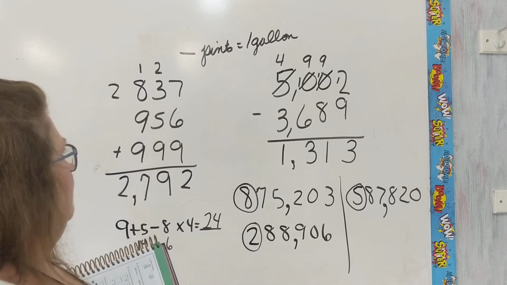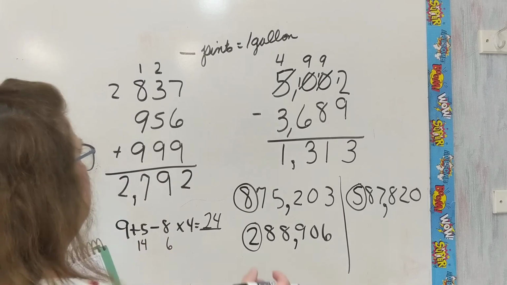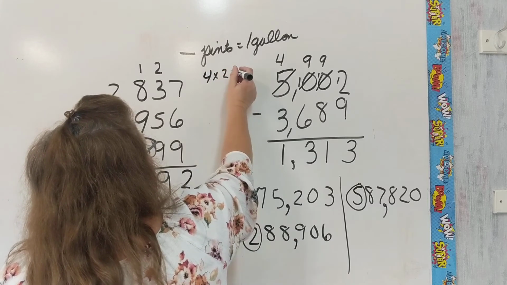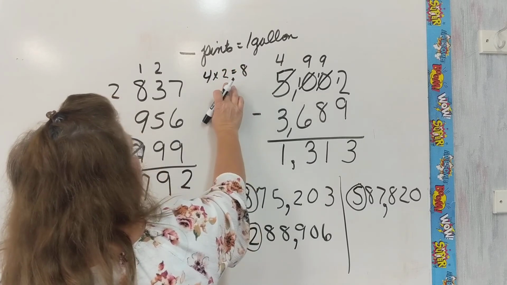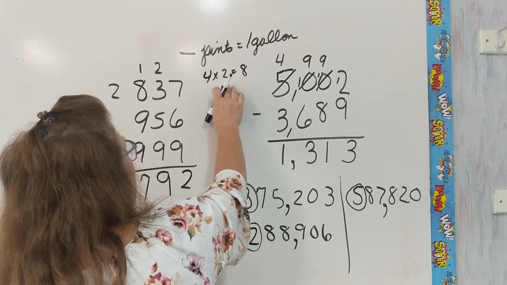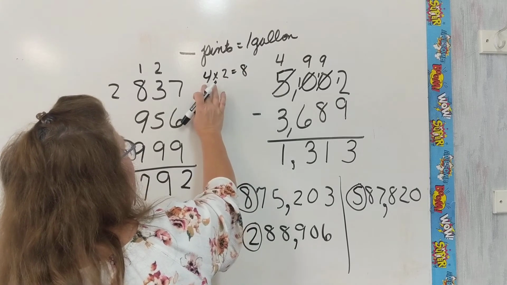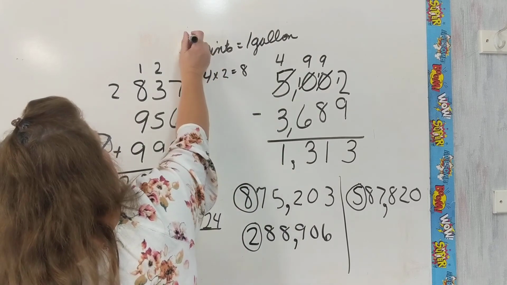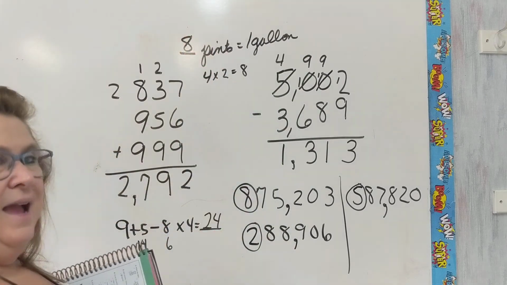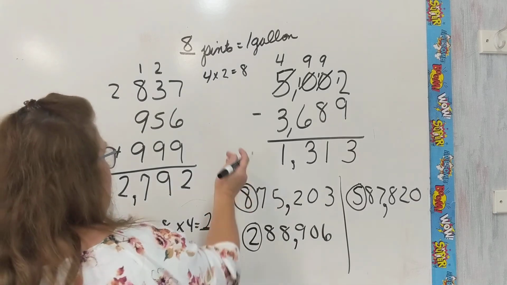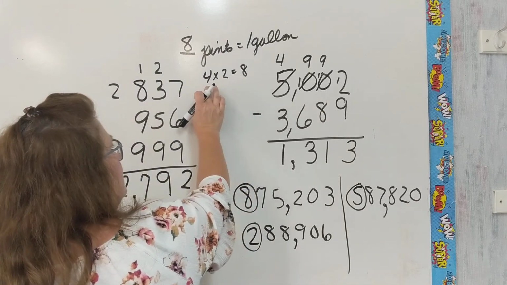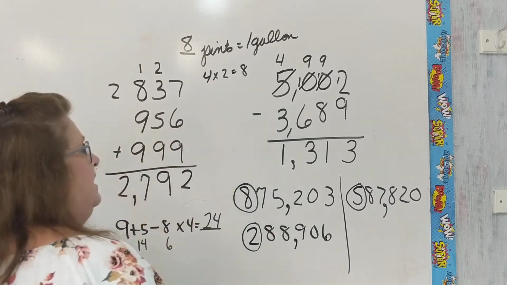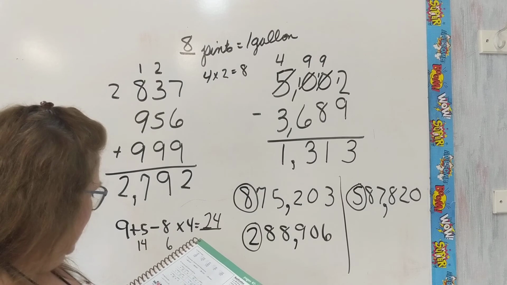4. So if there's 4 quarts in a gallon, there's 2 cups in a pint, we can say 4 times 2 equals 8. Because there's 2 cups in a pint, and there's 2 pints in a quart, there's 4 quarts in a gallon. So 2 times 4 equals 8. So there's 8 pints in 1 gallon. Y'all get it? 2 pints are in a quart, and there's 4 quarts in a gallon. So for every quart that's in a gallon, there's going to be 2 pints. So 4 times 2 equals 8.